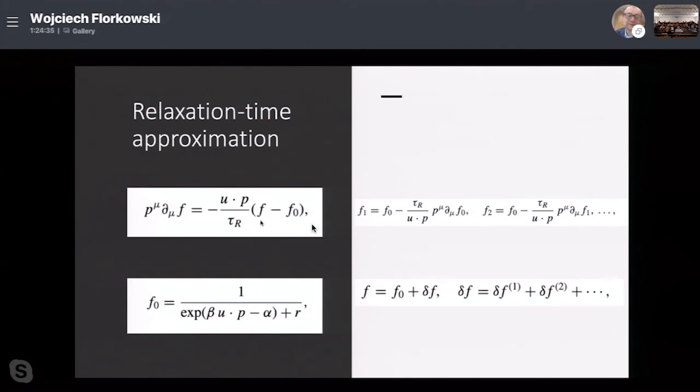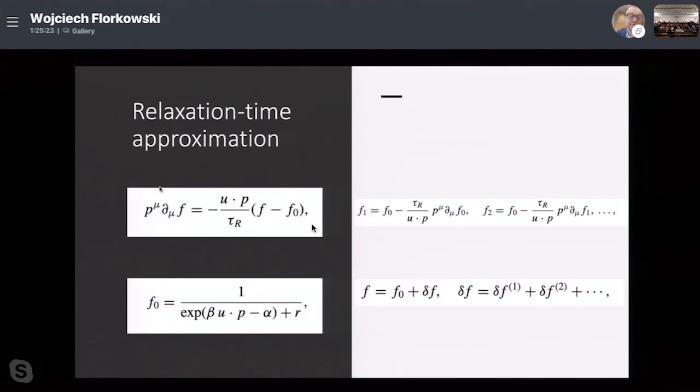You simply say that the collision term has the form of the difference of the actual phase space distribution function f and the equilibrium function. So the function changes whenever it's different from the equilibrium. In other words, the collision term written in this way tells you that the distribution function in the phase space goes to the equilibrium function with the time given by the relaxation time, tau r. I should say immediately that if you derive hydro using this equation, then this relaxation time which appears in the kinetic equation has something to do with the relaxation time in the Israel-Stewart equations.